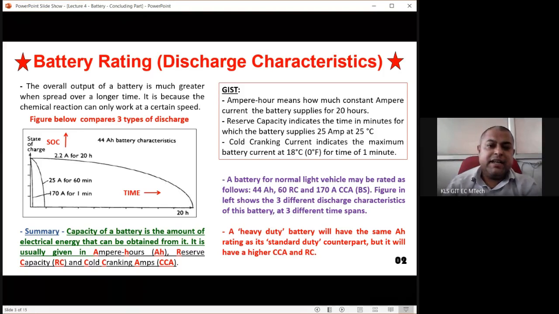So yesterday's last slide, second last slide and this slide together are actually the material for battery rating or discharge characteristics. Thoroughly you should go through and remember.